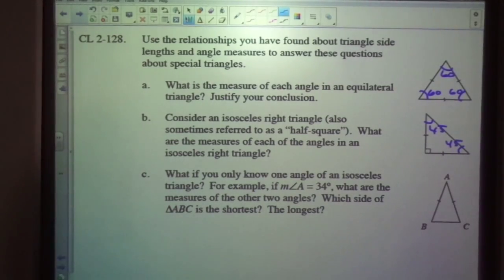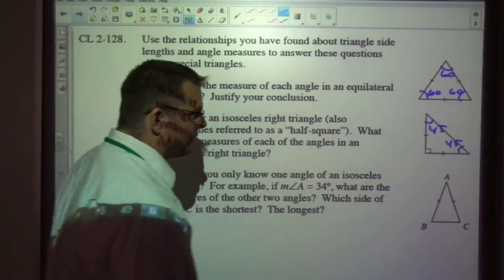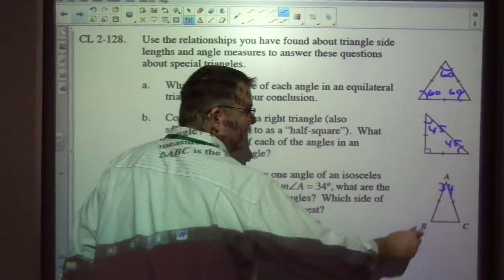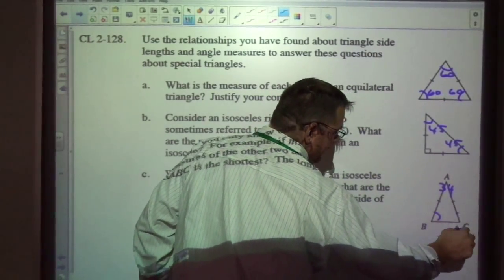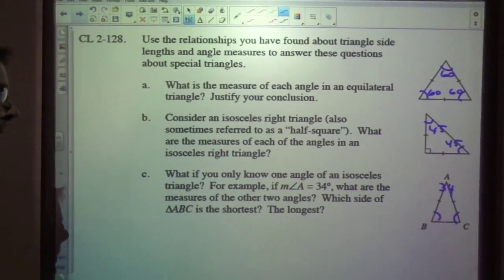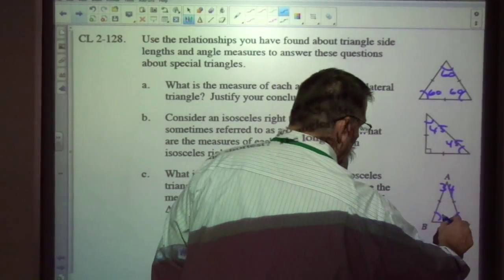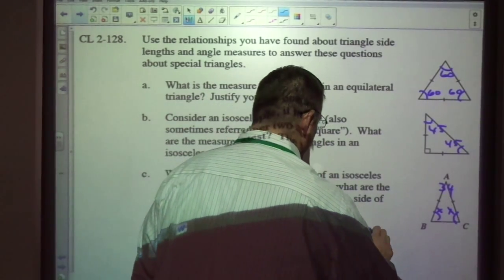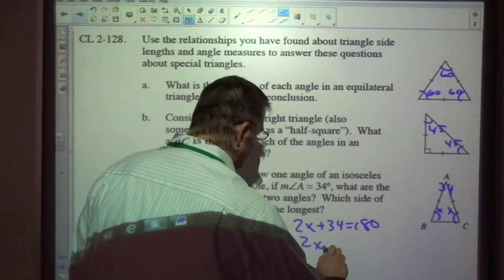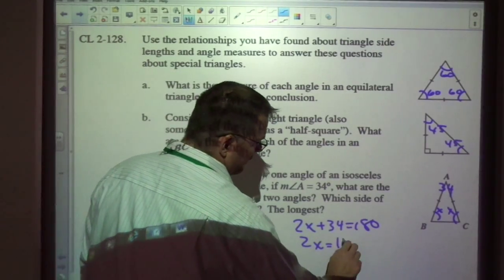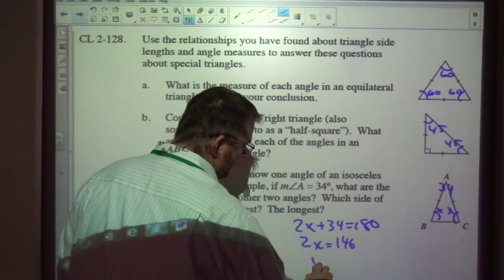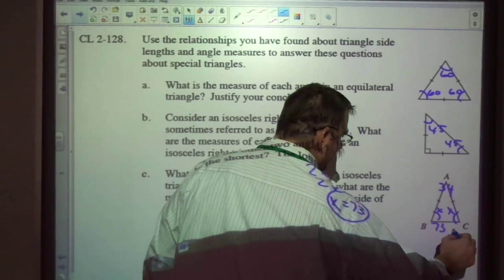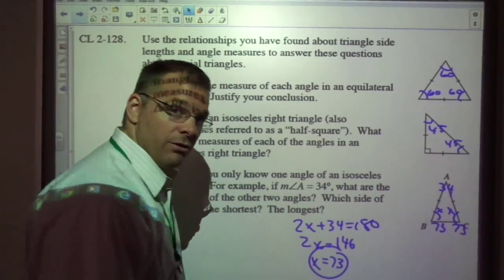What if you only know one angle? What if angle A is 34? Well, we know in an isosceles triangle, the opposite sides are equal to the opposite angles, so those angles have to be the same. So we know that if we call these x, 2x plus 34 has to be equal to 180 altogether. So 2x equals, if I subtract, 146. And dividing by 2 leaves me 73. So each of these are 73. Those are the closure problems.